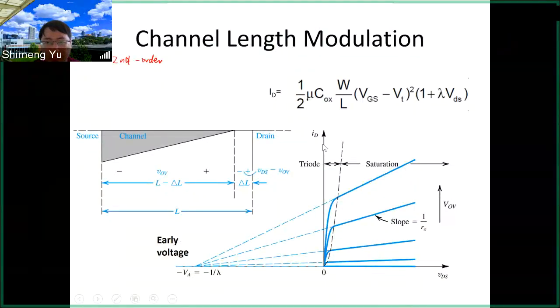If you look at the ID versus VD in the practical transistor we measure today, you will see that the drain current, even in the saturation region, will increase with the drain voltage, no longer flat. We can explain this effect by channel length modulation. So what is that? If you look at the source, channel, and the drain, this is the channel with those electrons.